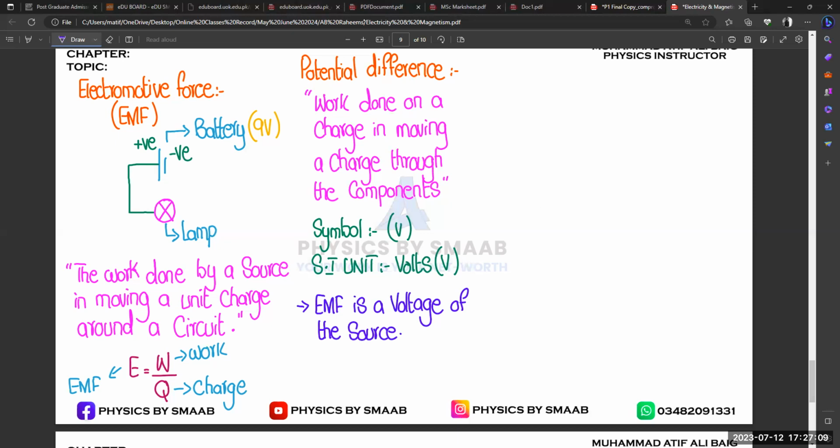And both are voltage. EMF is also a voltage, potential difference is also a voltage. Generally we use the word voltage, but specifically when they ask you about EMF, it means they are concerned about the source. They are only talking about the battery.